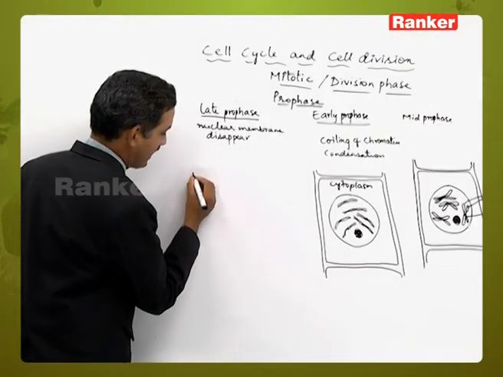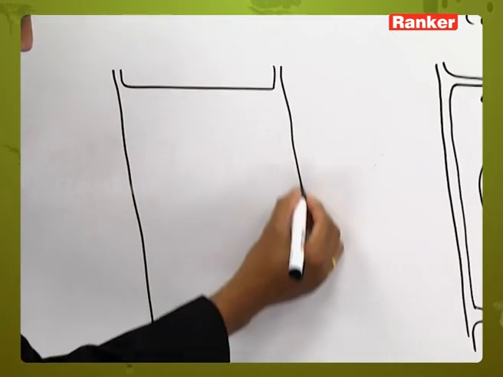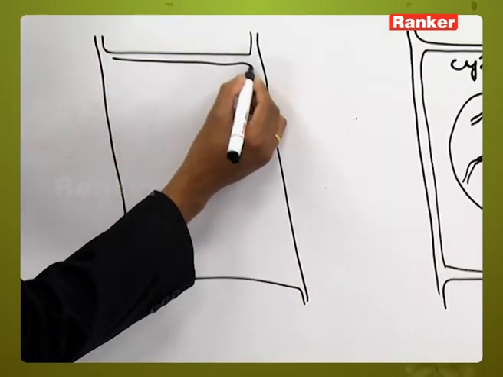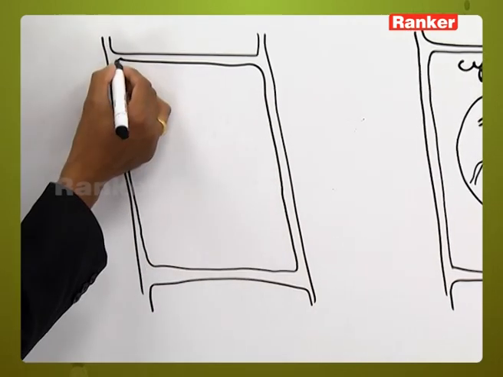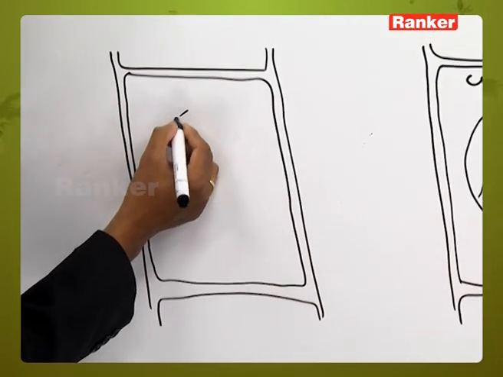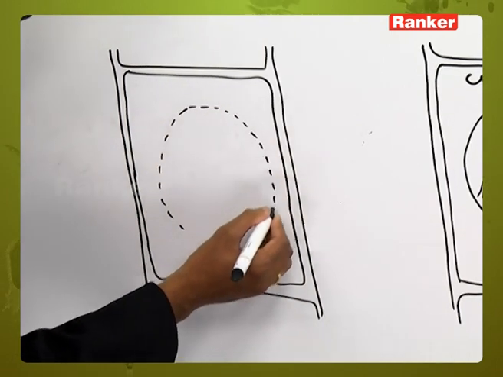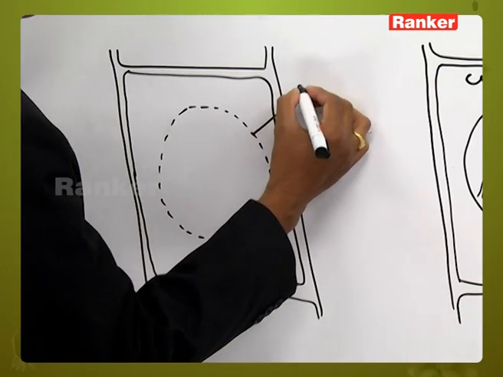So we can show the diagram like this with a cell, the plasma membrane inside the cell wall, and here a dotted structure is represented. This dotted structure represents the disappearing nuclear membrane.